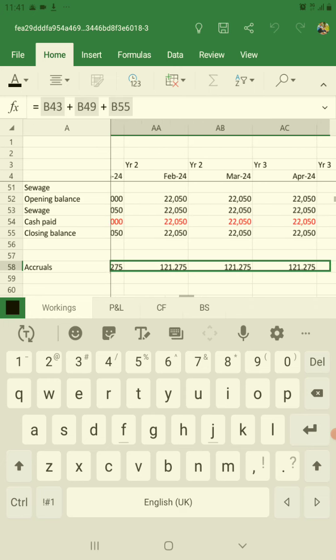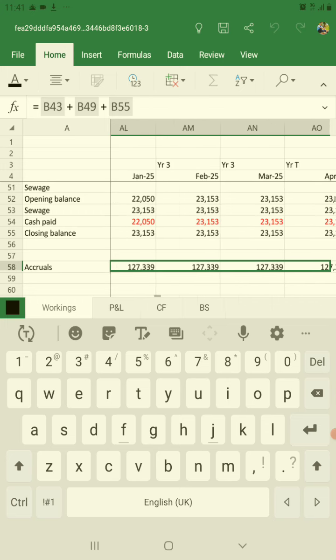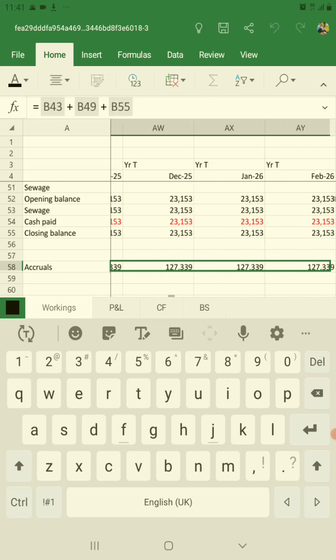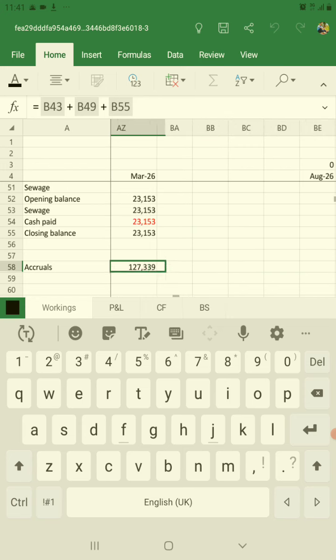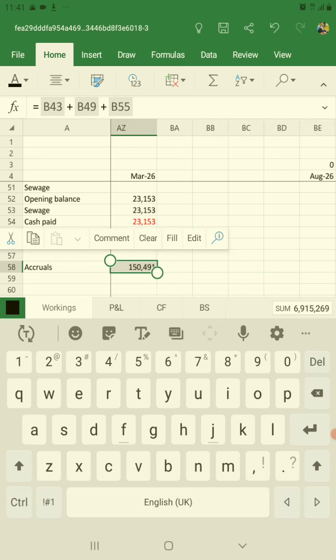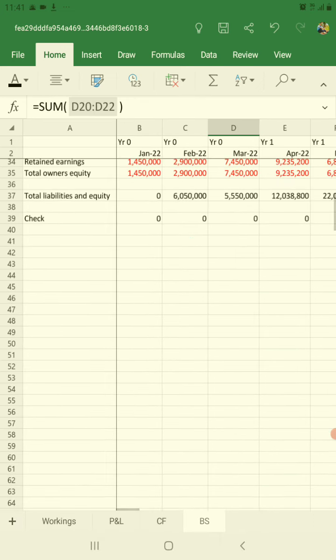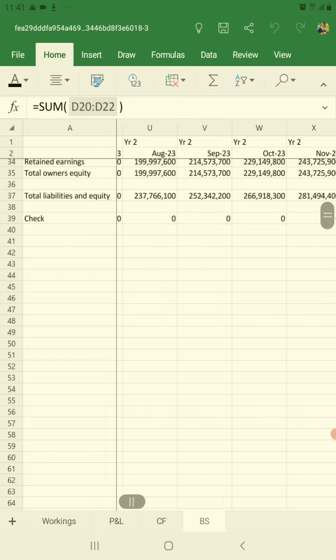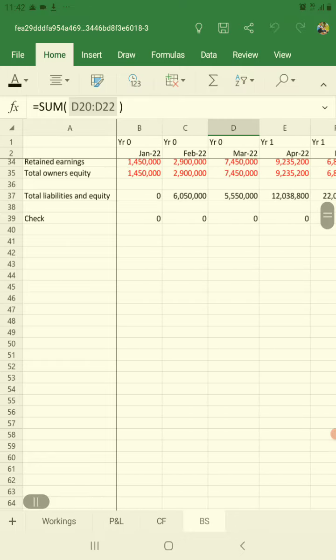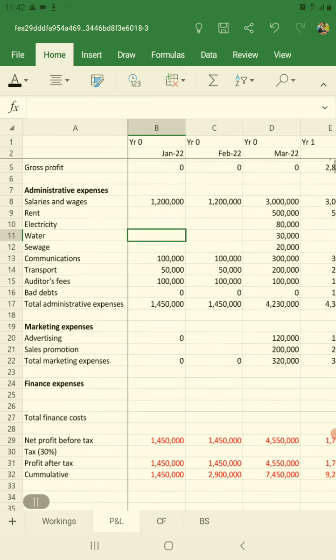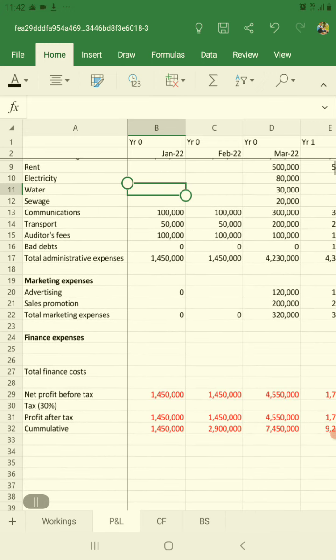So after doing this, then my balance sheet should balance, because the accrual component in balance sheet will be taking all the accrual components we have modeled thus far. So if I go to my balance sheet, on the check is 0. Okay, so let's see in the profit and loss what other item that we need to accrue. Auditor's fee.